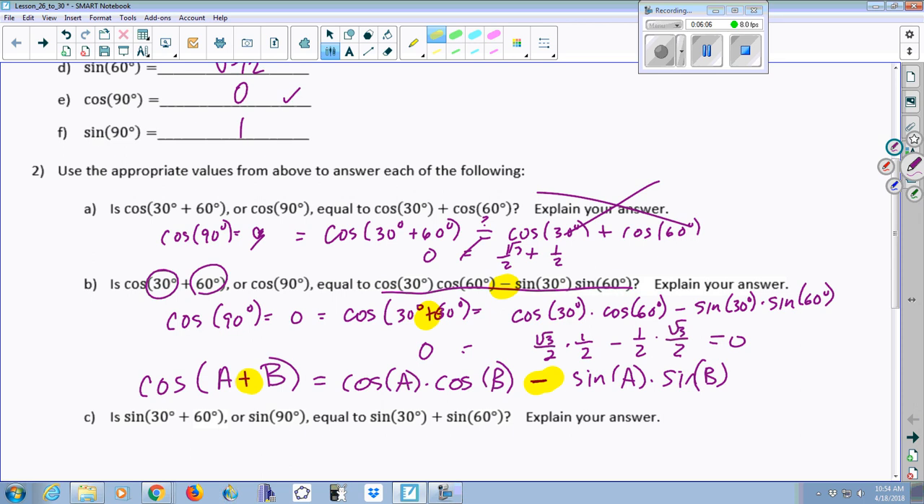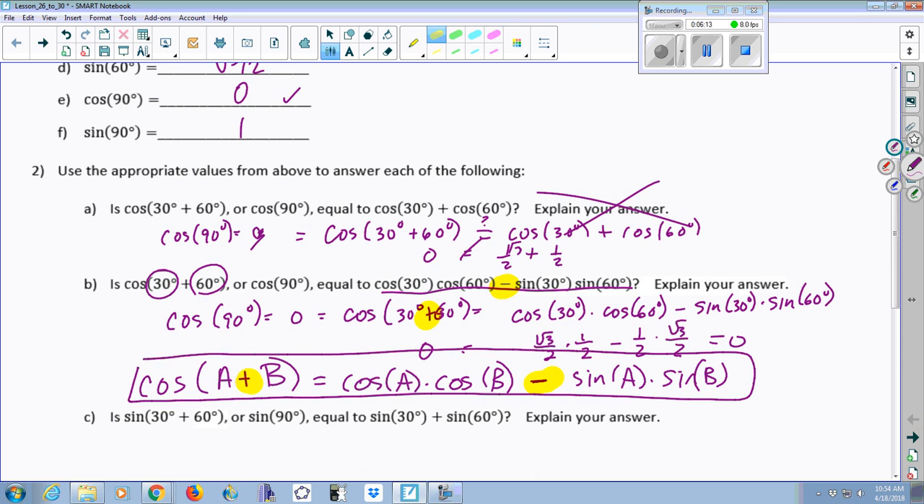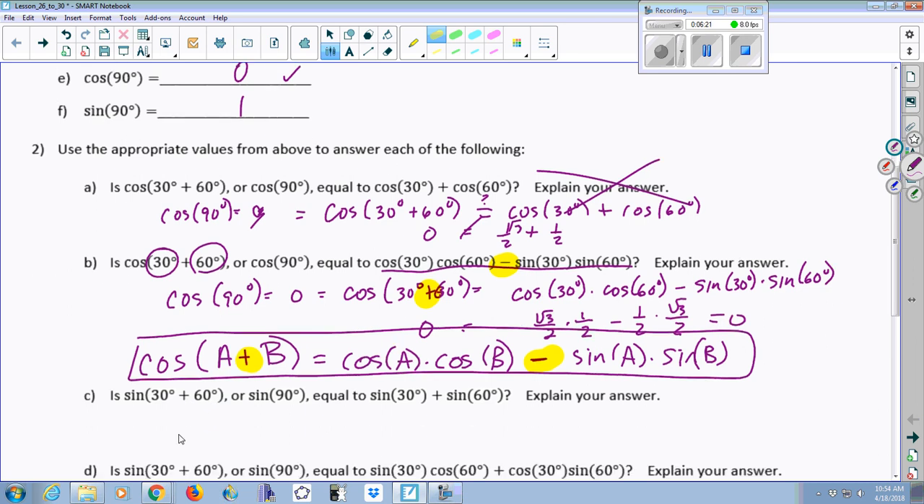Okay. So that's what we get. This is going to be the cosine sum identity, the sum of two angles. Now we play the same game with sine.